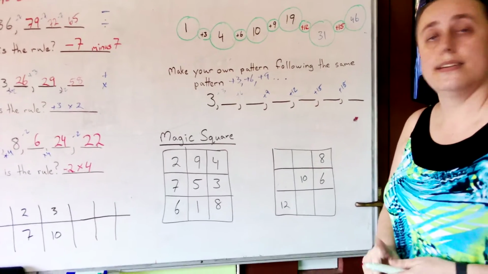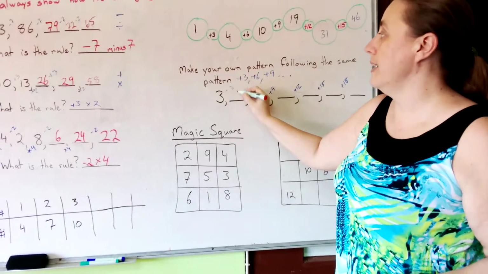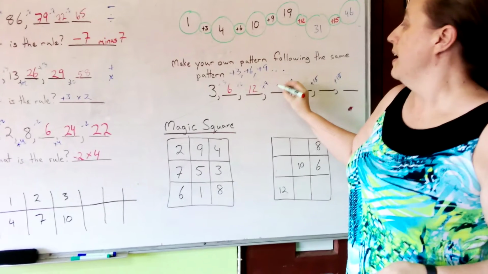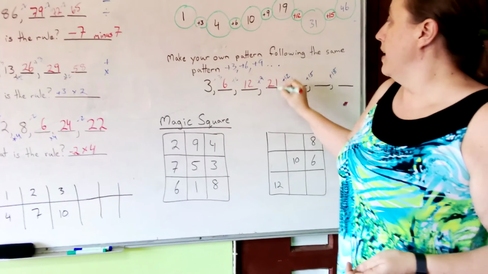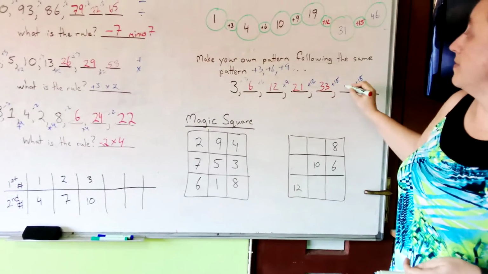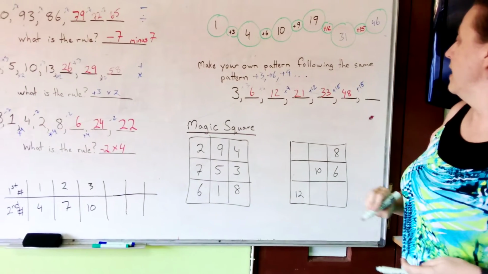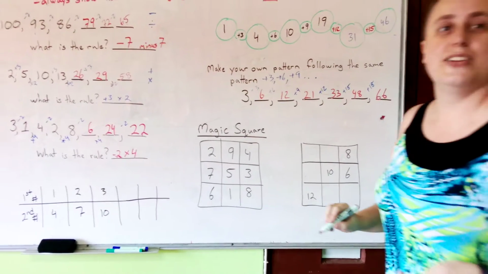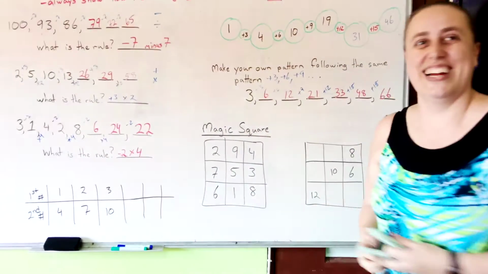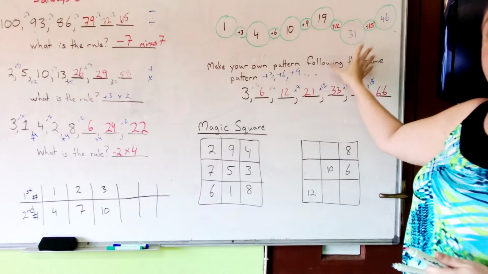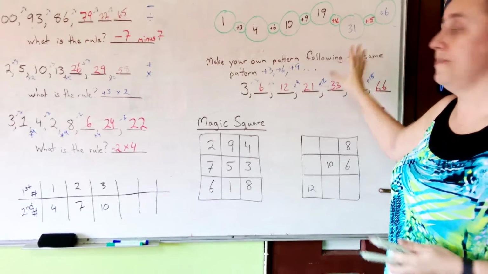Just like that. So to do the pattern, 3 plus 3 is 6. 6 plus 6 is 12. 12 plus 9 is 21. 21 plus 12 is 33. 33 plus 15 is 48. And 48 plus 18 is 66, I hope. I didn't do this math ahead of time, so I'm hoping that's right. It's right, right? Yeah. Okay, so that's what they want you to do there, so don't get confused, okay?